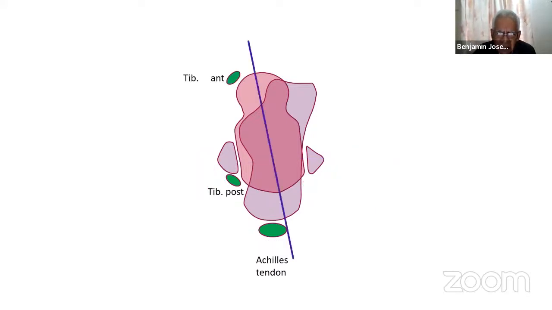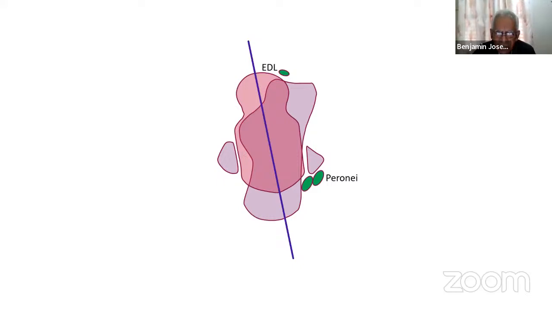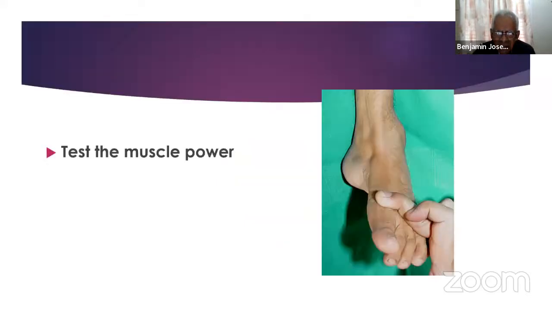Any tendon that runs medial to the axis of the subtalar joint is an inverter, and any tendon that runs lateral to the axis of the subtalar joint will be an everter. Once you've understood this, then you can proceed to thinking in terms of doing tendon transfers.